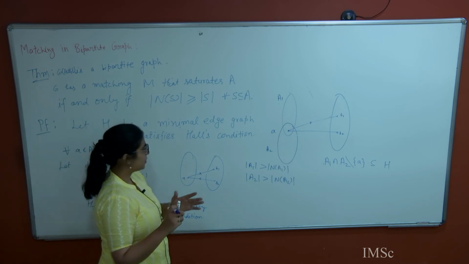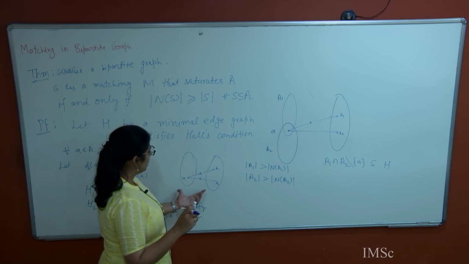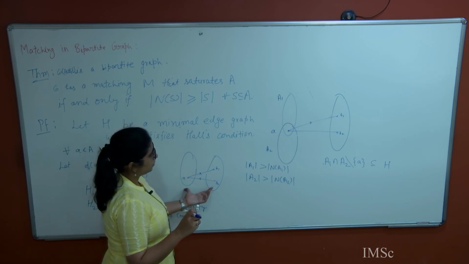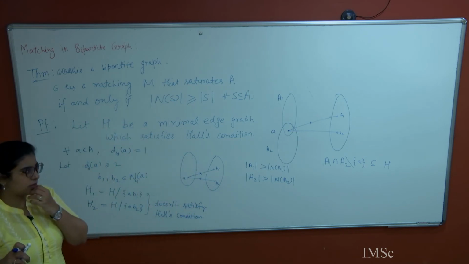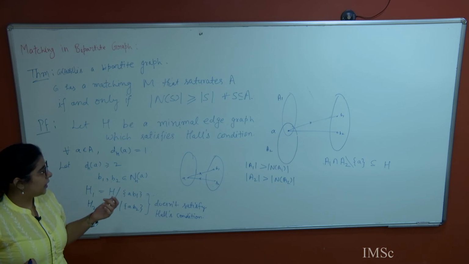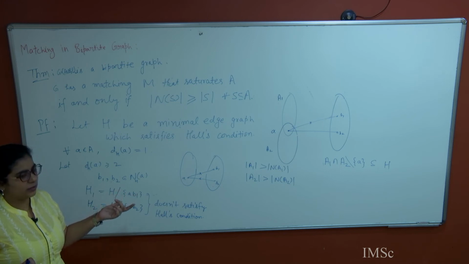Yeah, what you are saying is correct, but what is the difference? In the starting, you could say that you have this degree 2 vertex A, and from that you can remove one of the edges. But can you say that, if it is still holding, then it is not edge minimal?